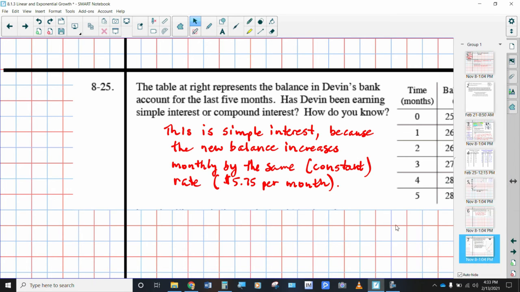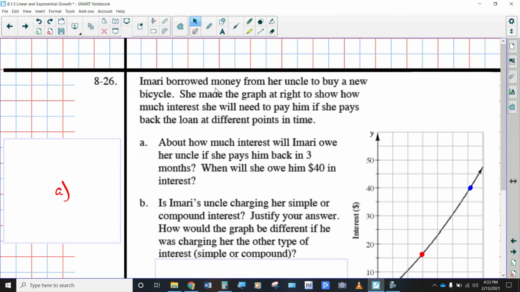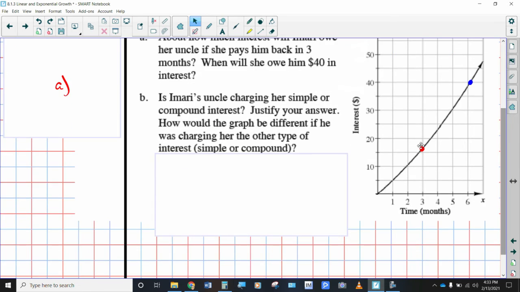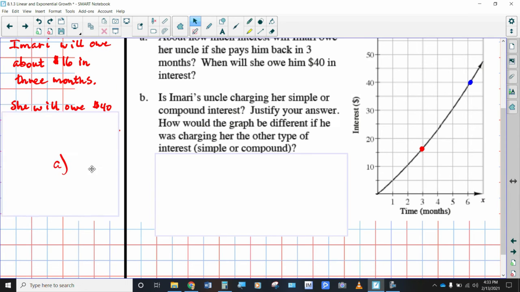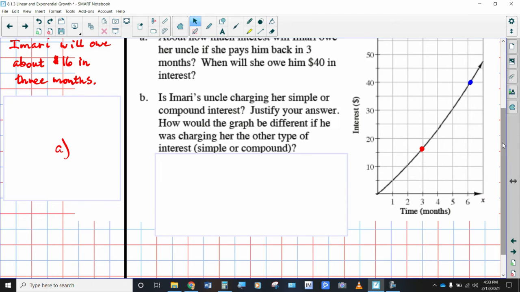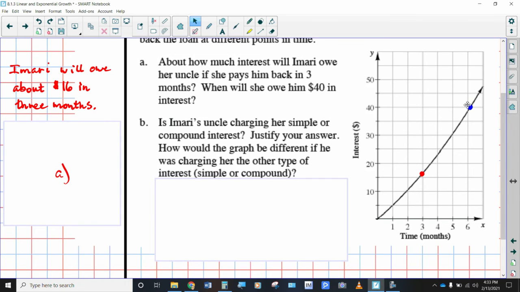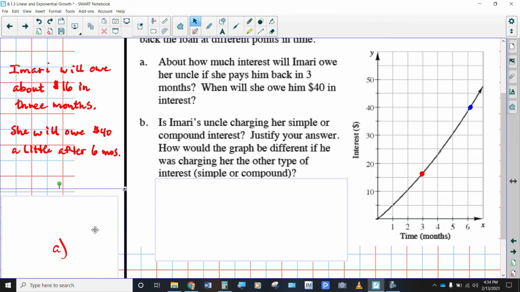All right, now for the last of this lesson. If Amari borrowed money from her uncle to buy a new bicycle, she made the graph at the right to show how much interest she will need to pay if she pays back the loan at different points in time. About how much interest will Amari owe her uncle if she pays him back in 3 months? So this red dot is 3 months, and what would you say that dollar amount appears to be? Maybe about $16. And the second part, when will she owe him $40? That looks like it's a little bit beyond the 6 month time period.